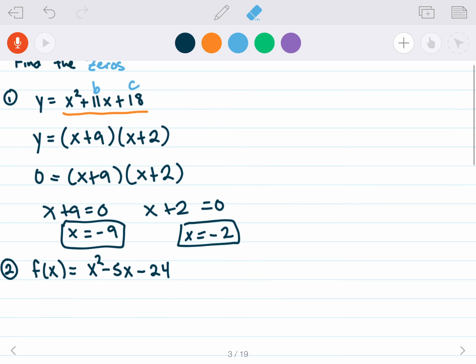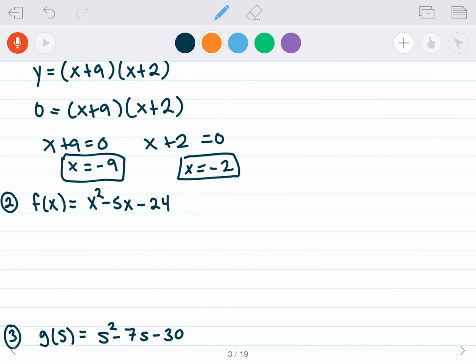So we got the zeros there. Let's look at another problem. This time we have 1 again for a, -5 as b, and -24 is c. So what two numbers multiply to -24 but add to -5? Well, I know 8 minus 3 is 5, so I'm going to have something to do with that. The answer here is x minus 8, so -8, and then x plus 3. -8 plus 3 gives us -5, and also -8 times +3 gives us -24.